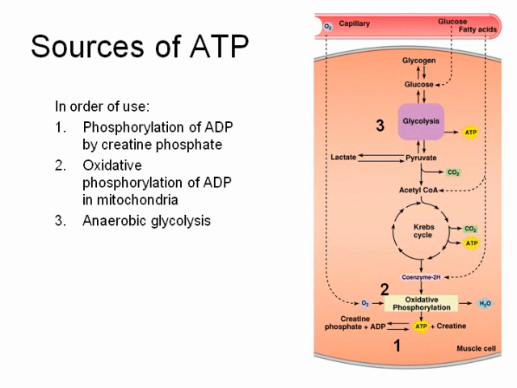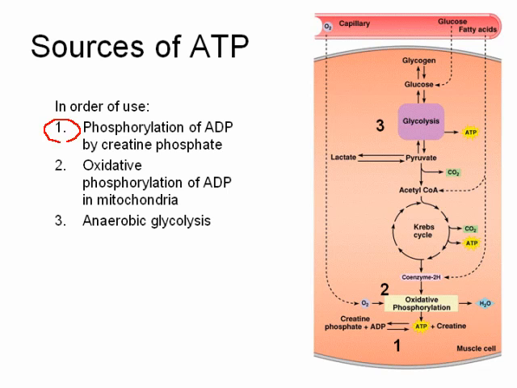There are three sources. I have them circled here. They correspond to the list on this side. I have them listed in the order of use. So as soon as you start contracting muscle, the first thing you do is phosphorylate ADP with creatine phosphate, which is what's going on here.